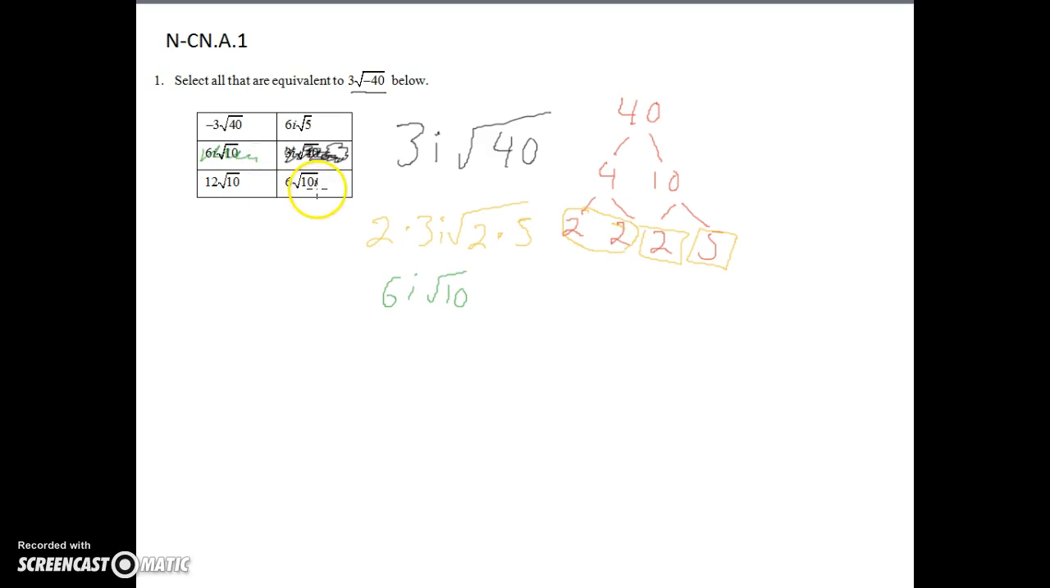Be careful of stuff like this where the i is on the other side of the square root. It's actually inside the square root, and we don't want that. So just be careful of that.